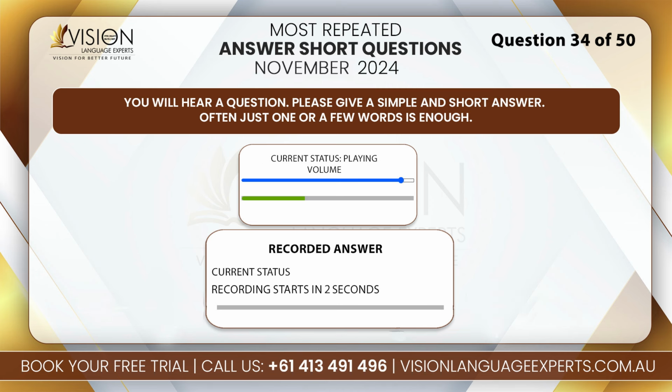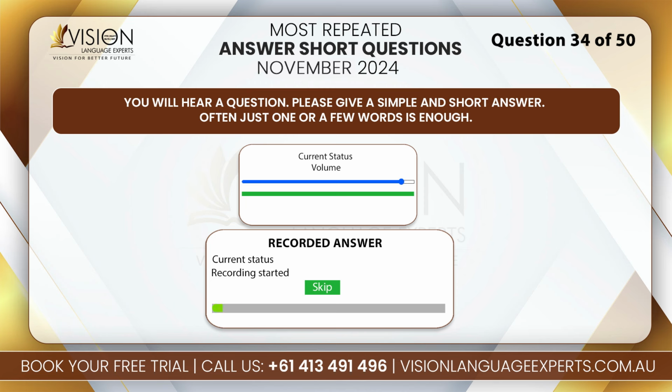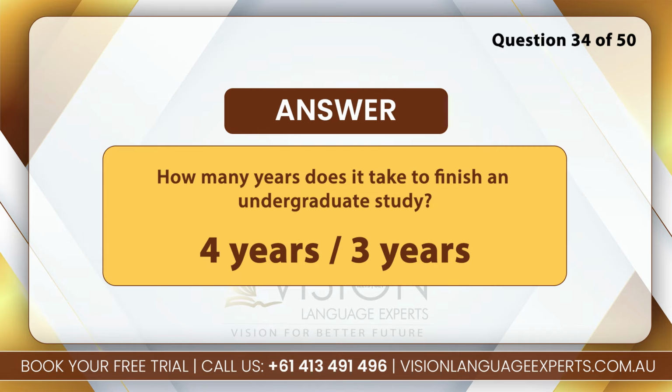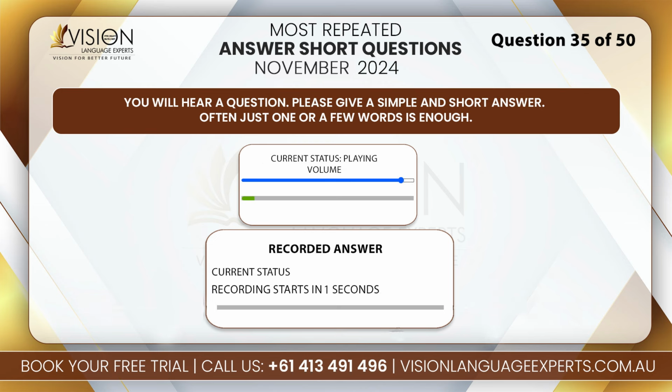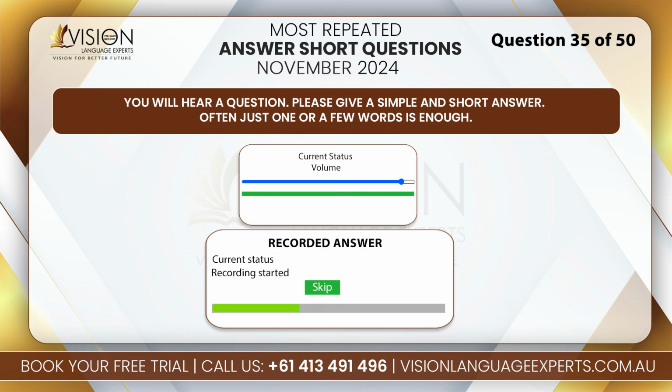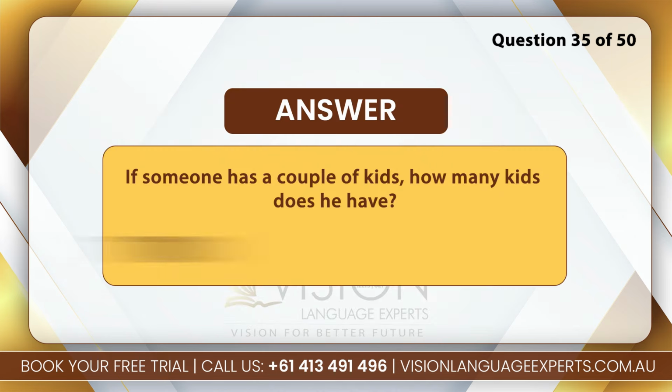How many years does it take to finish an undergraduate study? 4 years divided by 3 years. If someone has a couple of kids, how many kids does he have? 2.